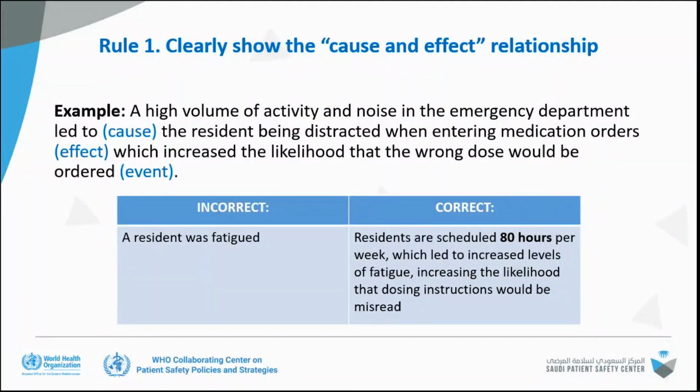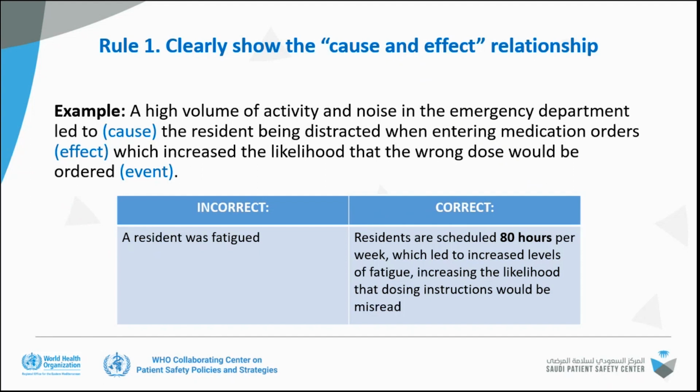So for rule number 1, clearly show the cause and effect relationship. The example is: high volume of activity and noise in the emergency department led to the resident being distracted when entering the medication order, which increased the likelihood that the wrong dose would be ordered. This is the example. So how can we dissect it? The cause is the high volume of activity and noise in the emergency department. The effect is the resident being distracted when entering the medication order, and the event is the increased likelihood that the wrong dose would be ordered.